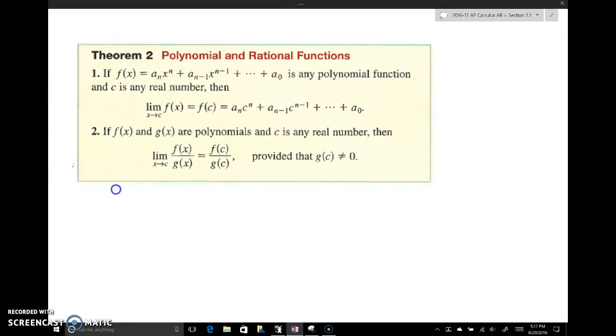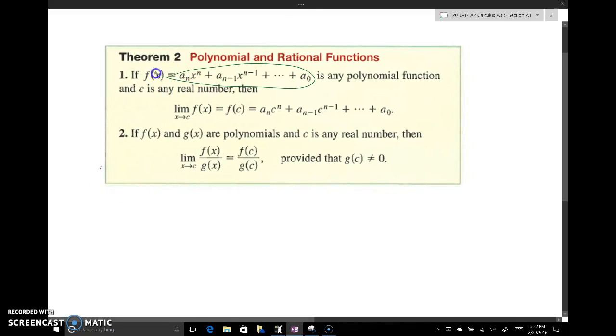So here we're saying that if we have any polynomial f and we take the limit as x approaches c, we can just substitute in c. That's what that's saying. And again, if we have any ratio of polynomials, as long as the bottom polynomial is not equal to 0 when we plug in c, we can just do a substitution for the top and the bottom.